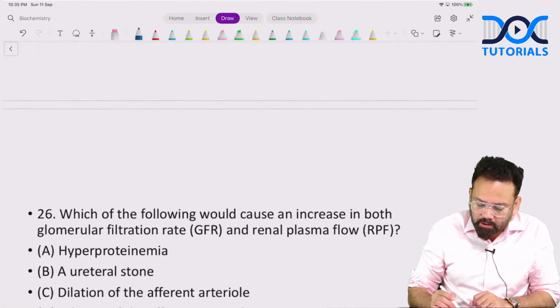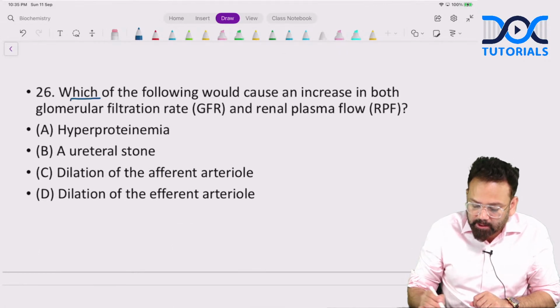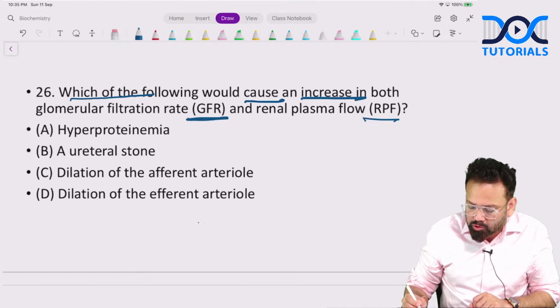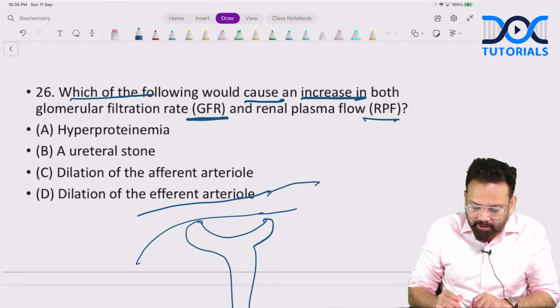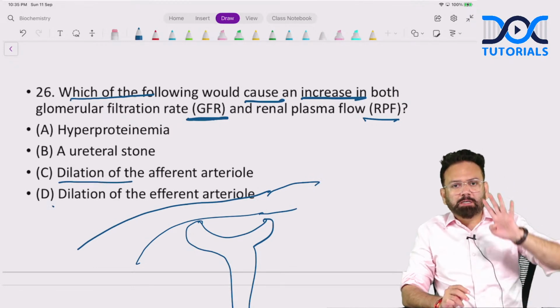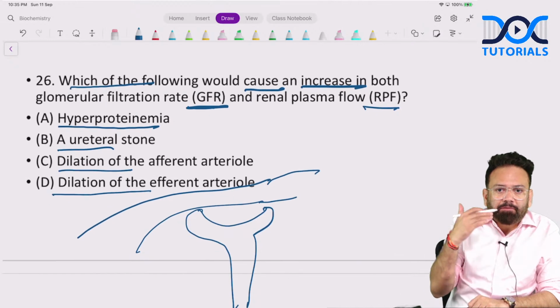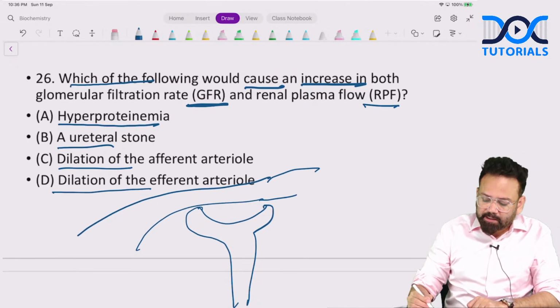Now, very important question. Which of the following would cause an increase in both GFR and renal plasma flow? In which condition will both increase? Dilation of the afferent arteriole, dilation of the efferent arteriole, hyperproteinemia, or ureteral stone. We will discuss the 4 conditions. In which condition are GFR and renal plasma flow both more? Only one condition can be there. What is the answer?